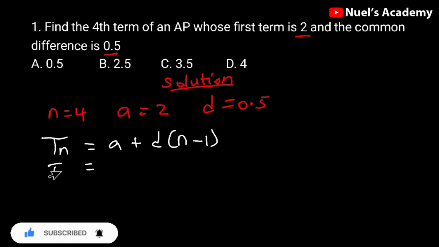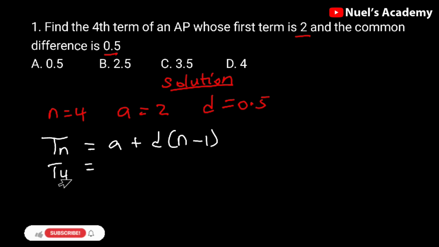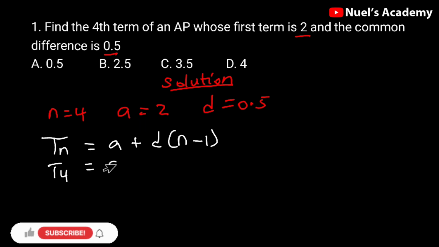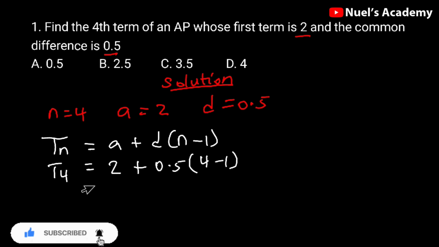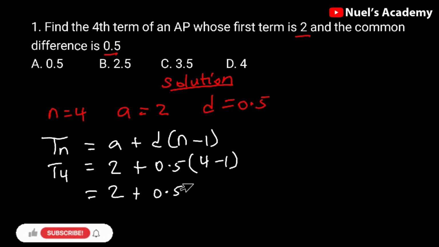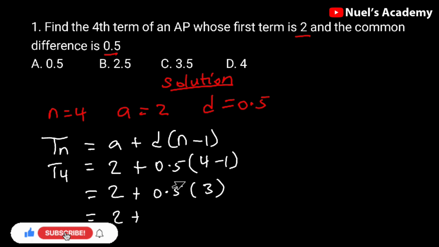So we have that the fourth term, which is t sub 4, is equal to a, which is 2, plus the common difference 0.5 multiplied by the number of terms minus 1, which is 4 minus 1. So this is equal to 2 plus 0.5 multiplied by 3. Now 0.5 multiplied by 3 is the same thing as 1 over 2 multiplied by 3.